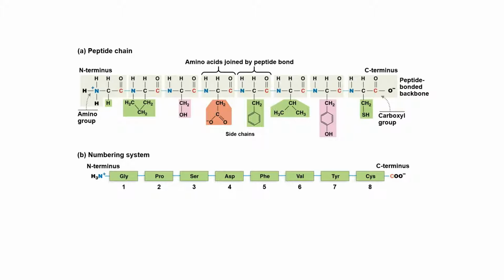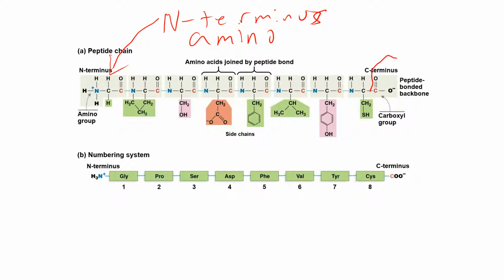Alright, so this is showing you a representation of a much longer protein. Here, the very first amino acid has a free N-terminus, or a free amino group. The very last amino acid has a free carboxyl group.